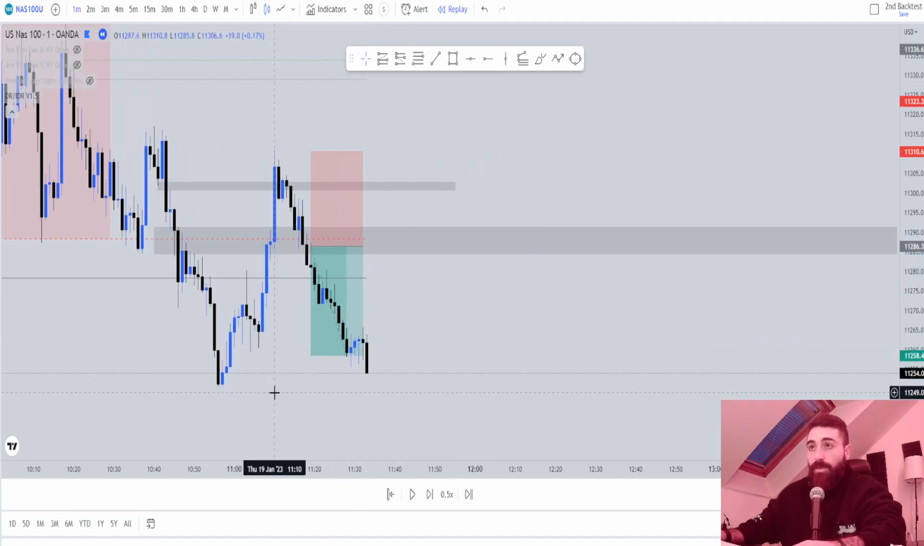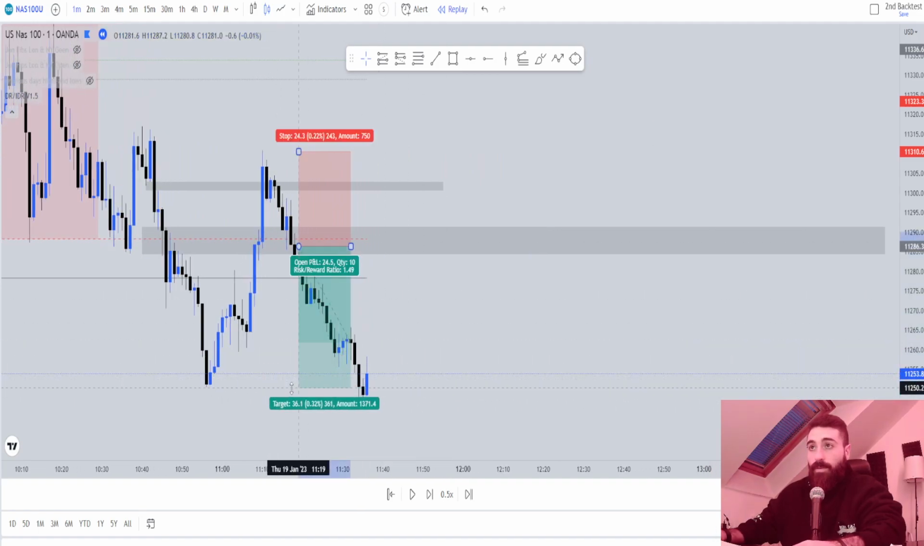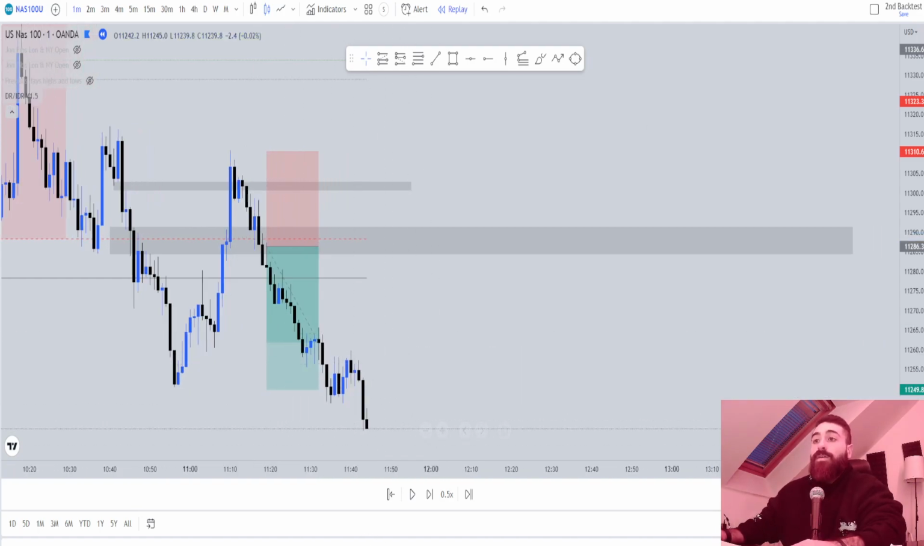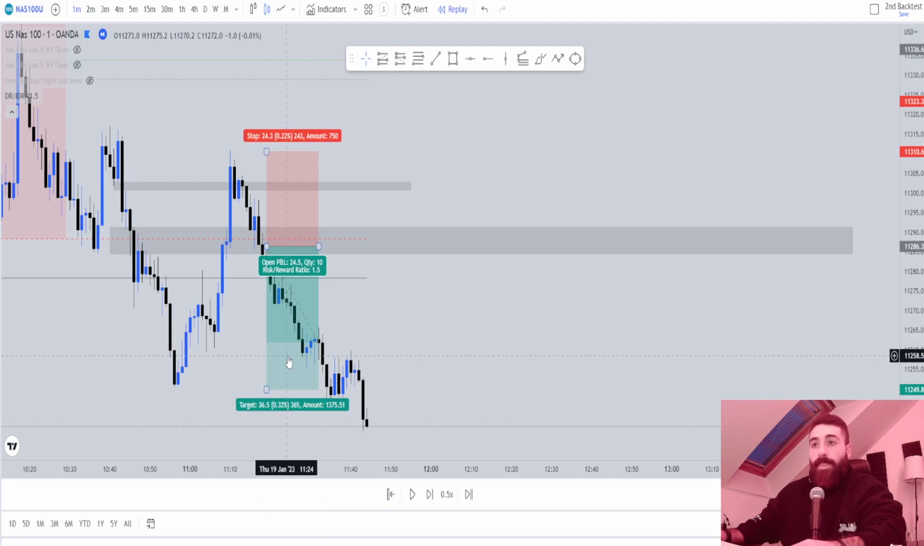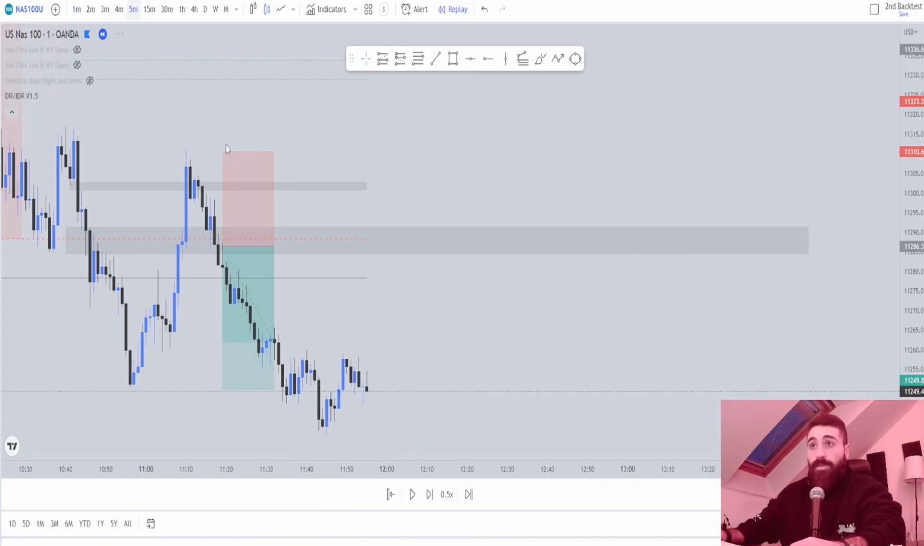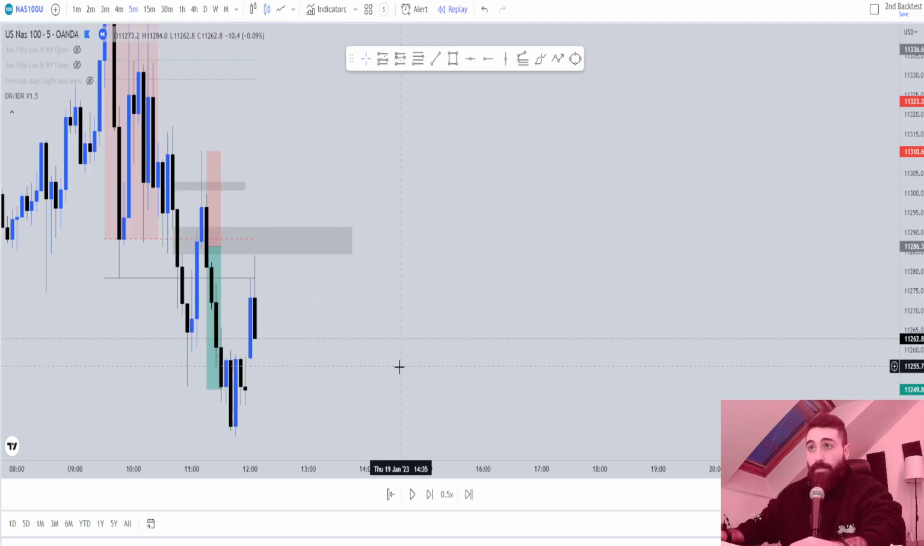Are we gonna go lower? Okay, we can go lower. That's 1.5 risk to reward. Let's log this in. Thursday. Okay, let's see if we get something else for the rest of the day.